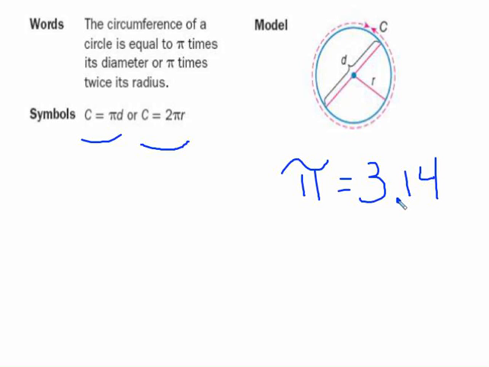So if I'm given a problem where I'm given the diameter, I'm more likely going to use this formula. But if I'm given a circle where I know the radius, I'm more likely going to jump straight to this formula. However, if I'm given the diameter, I know the radius, so either formula is fine to use.